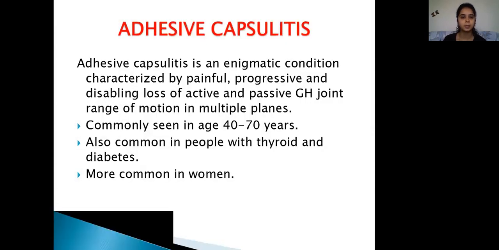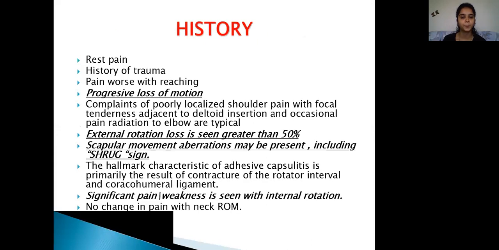Adhesive capsulitis. As a physiotherapist, we treat a lot of conditions, and adhesive capsulitis is among them, which is very common. It's an enigmatic condition characterized by painful, progressive, and disabling loss of active and passive glenohumeral joint range of motion in multiple planes. It's commonly seen in ages 40 to 70 years, also in people with thyroid disease and diabetes, and is common in women.